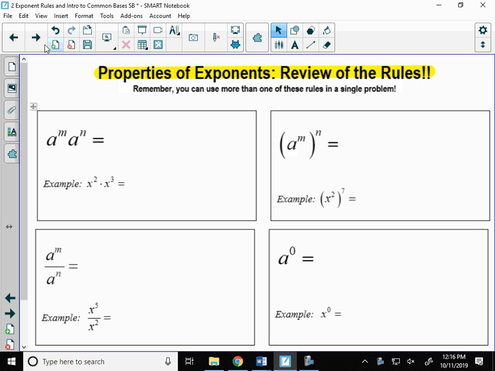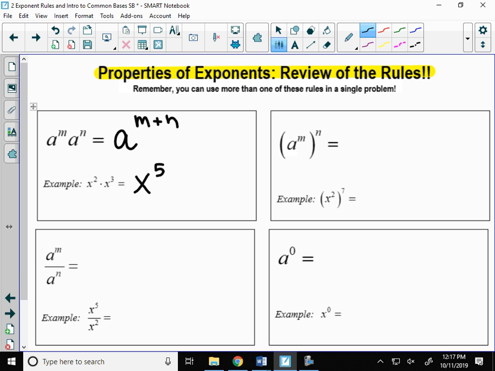These are some basic rules that you know. So let's start with a to the m times a to the n. What do I do when I have the same base with the m and the n? Add them. So I'm going to have a to the m plus n. For example, if I have x squared times x cubed, what do I have? X to the fifth. That's an easy one. We're going to use that one next week more, not as much today.